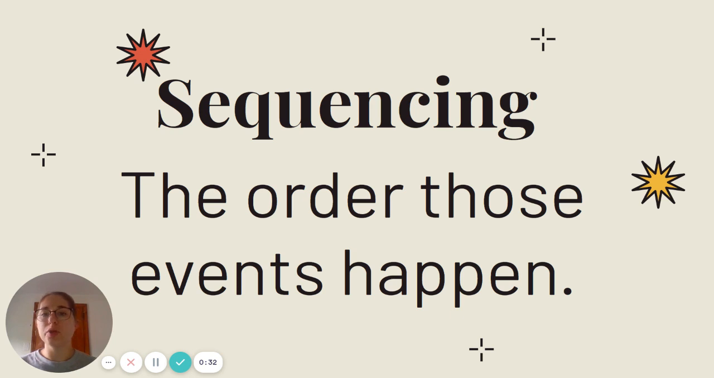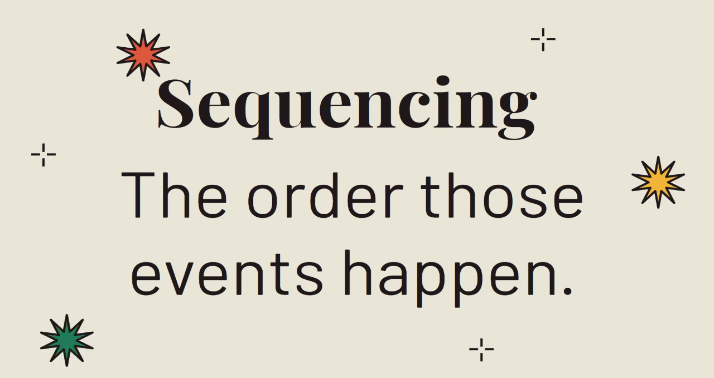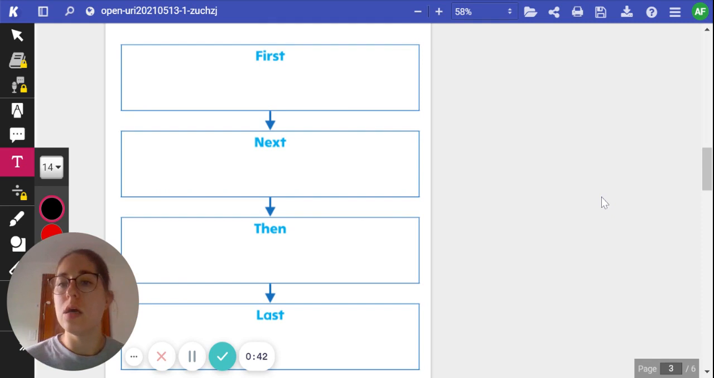On your sheet of paper, you're going to be drawing a graphic organizer. It can take up the whole piece of paper, and it's going to look like this. It has 4 rectangles, one labeled first, one labeled next, one labeled then, and one labeled last. Please go ahead, pause the video, and get this graphic organizer drawn. When you're done, hit play, and we will begin with our story.